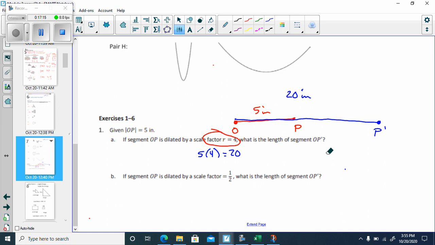B. Let's start with OP is 5. Dilate by a scale factor of 1/2. That means I multiply this length by 1/2, and I wind up with OP prime of 2.5. Okay, that's half of that.